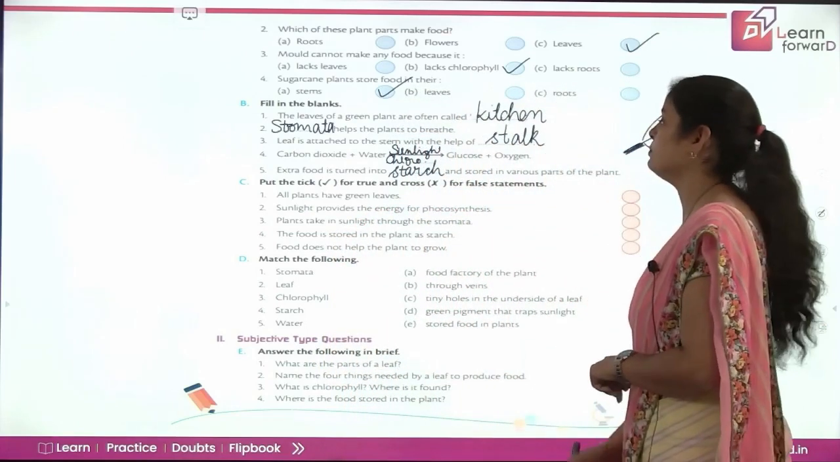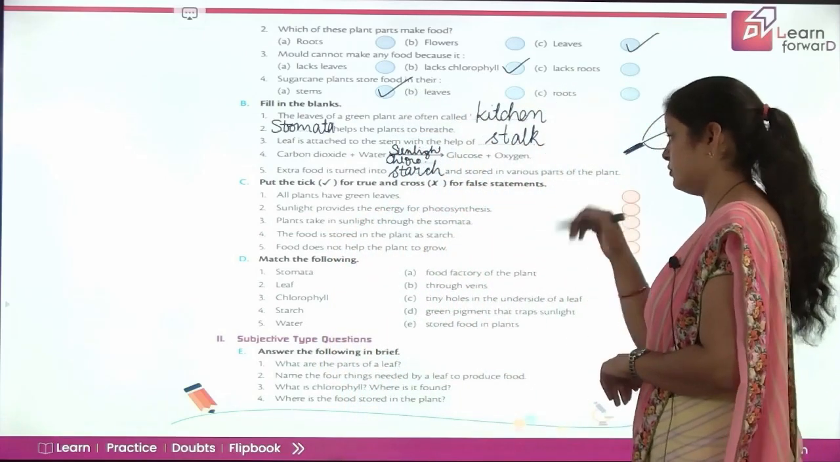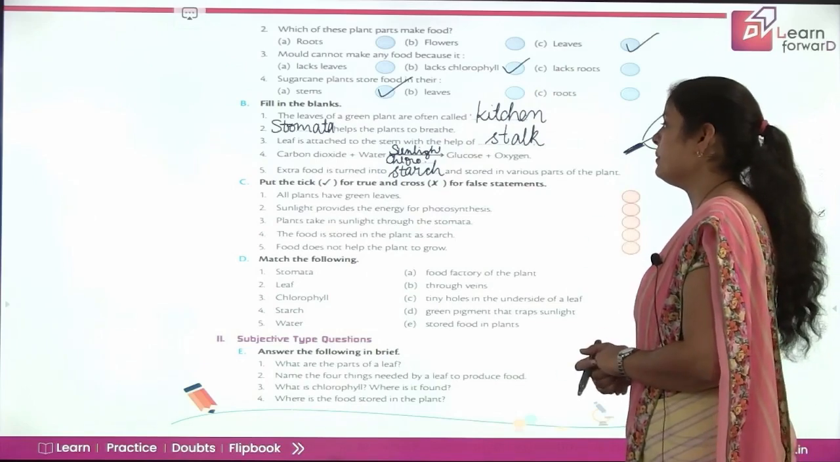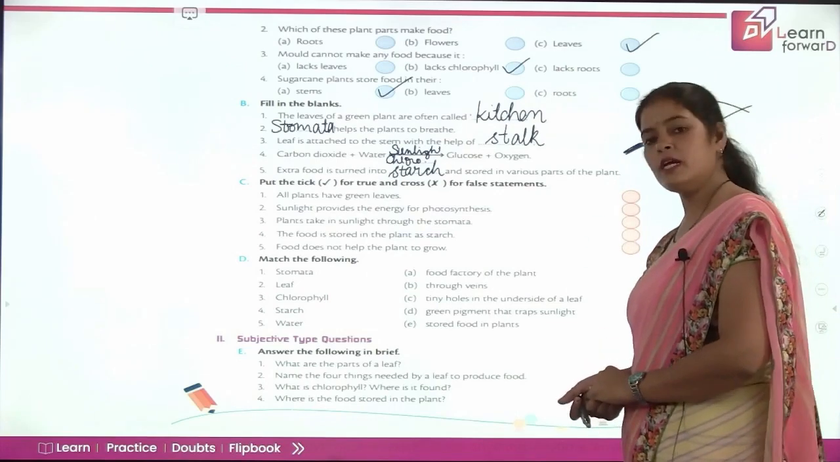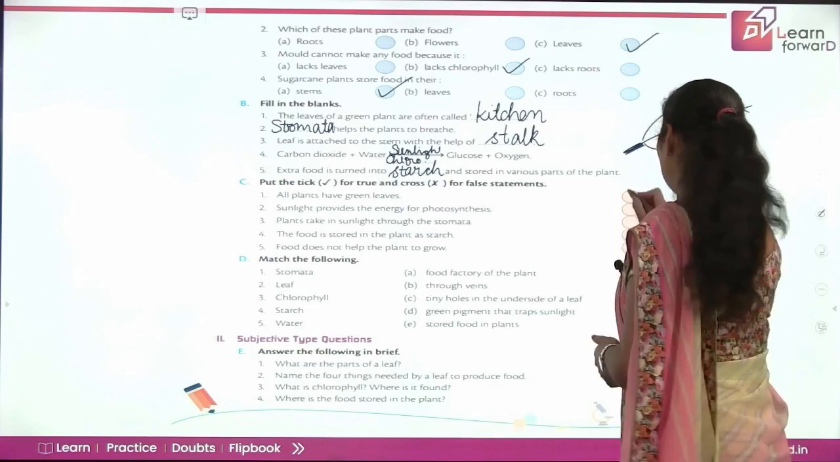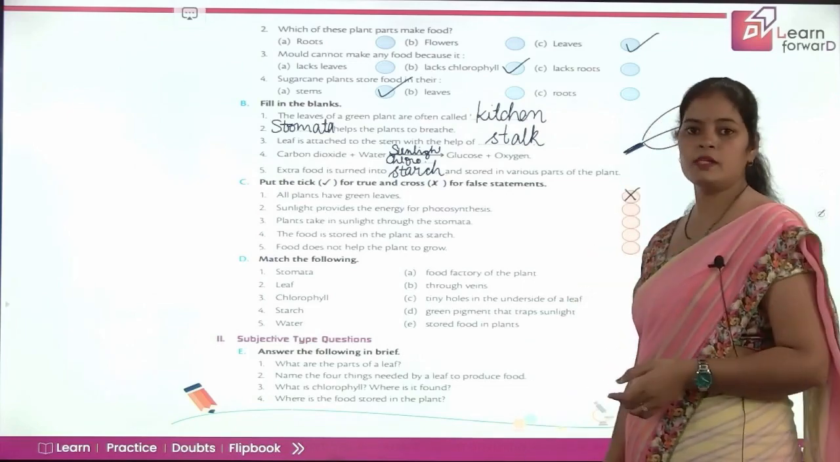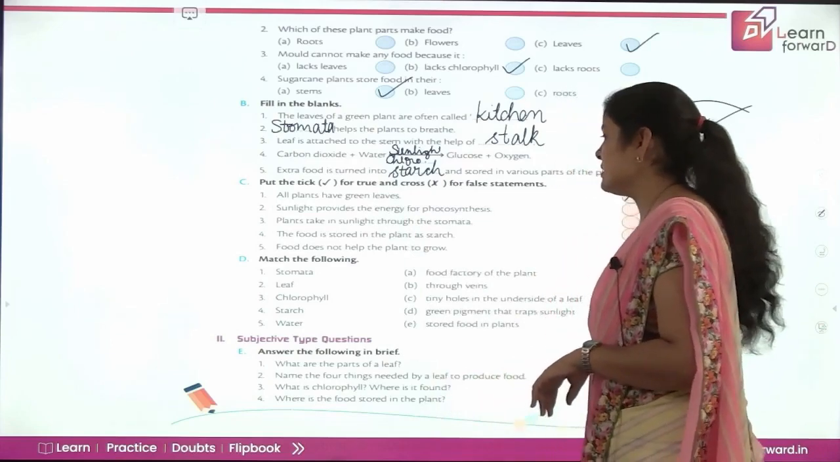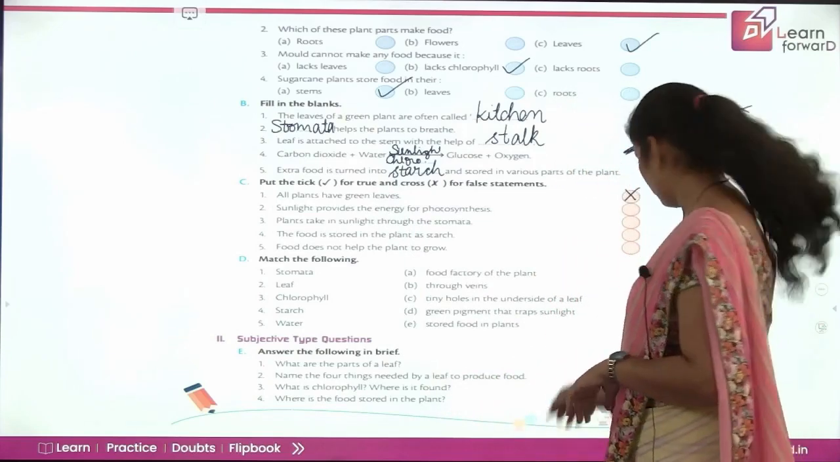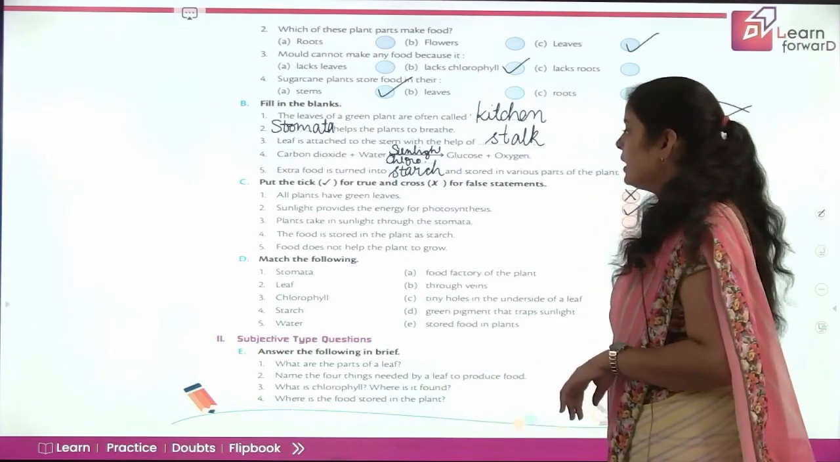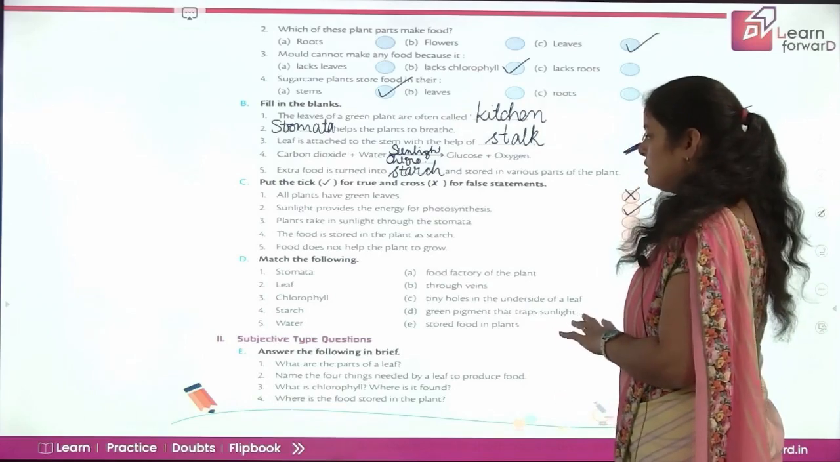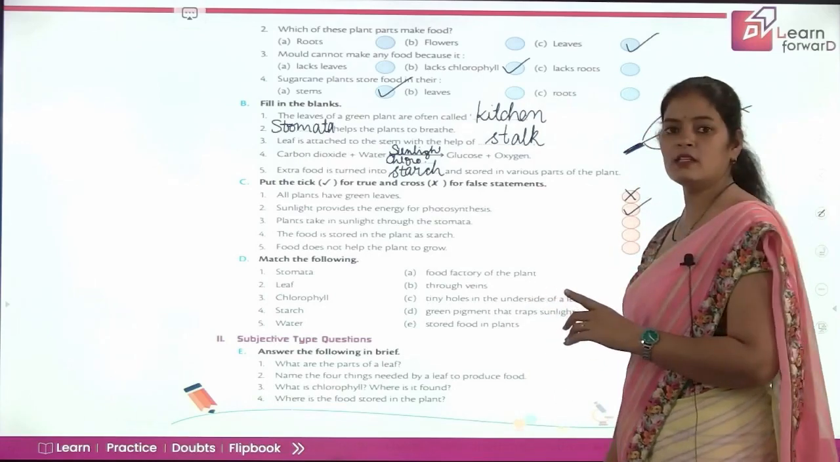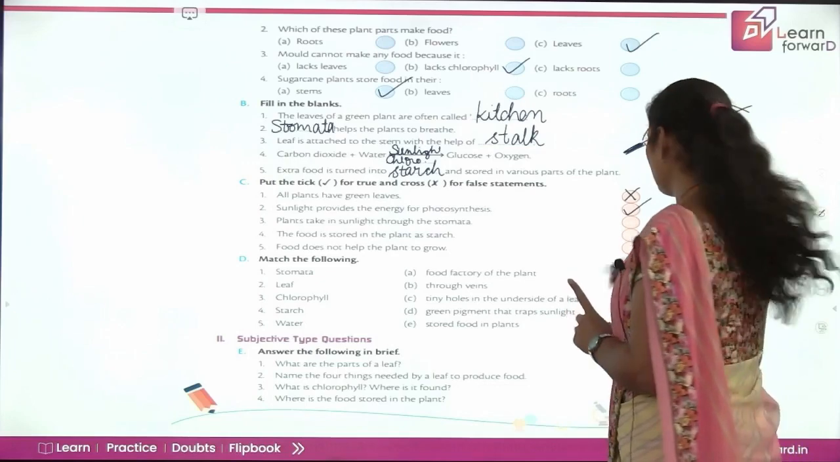Now you have to put a tick for true statements and a cross for false statements. All plants have green leaves. All plants have green leaves? No. Some have red, some have purple, some have yellow. Now sunlight provides the energy for photosynthesis. True. Plants take in sunlight through the stomatas.